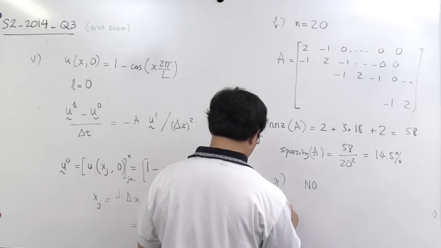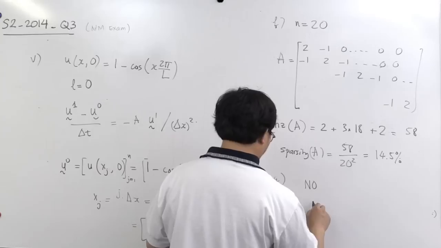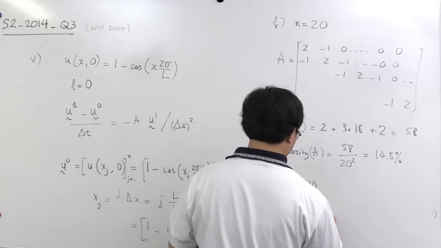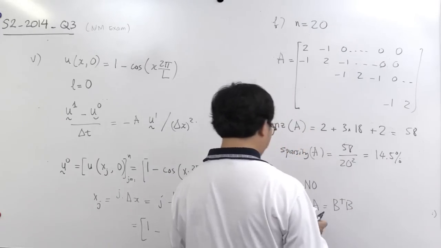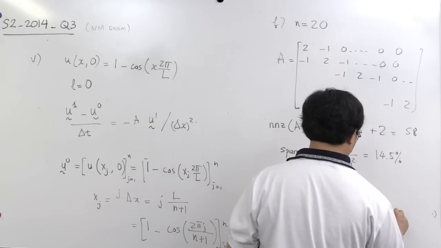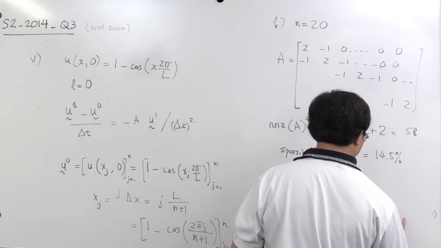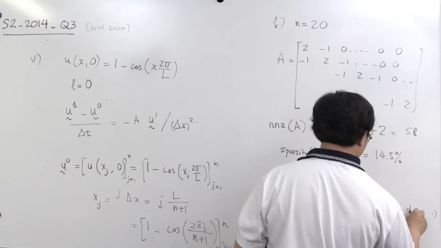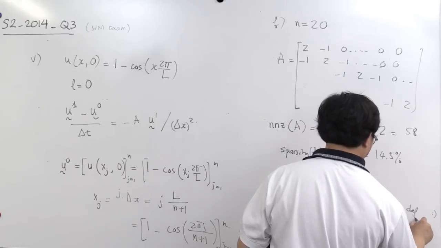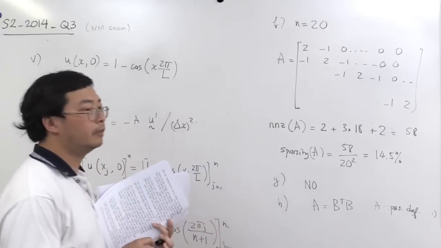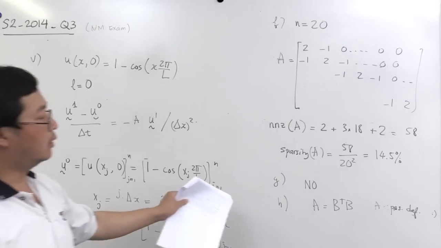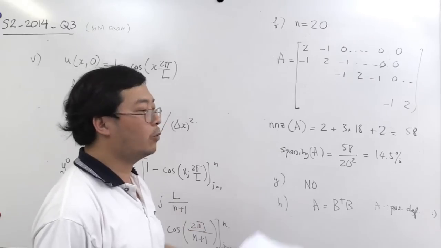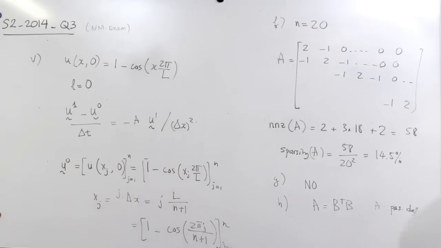And now the next question is, if A is B transpose B, then prove that A is positive definite. Okay? So before I write the answer to this question, let me check the questions, whether I have any questions here.